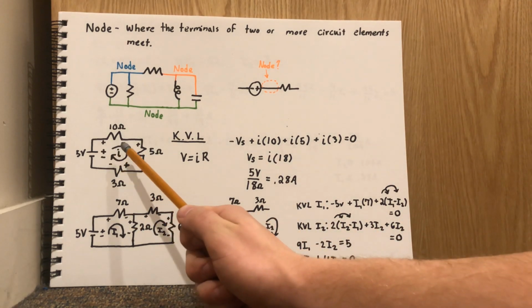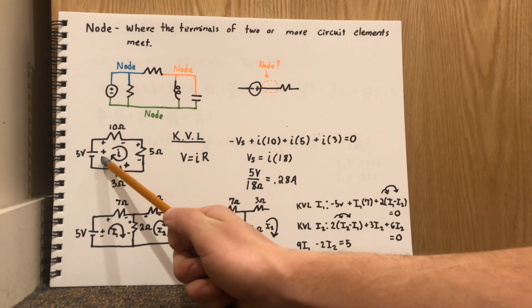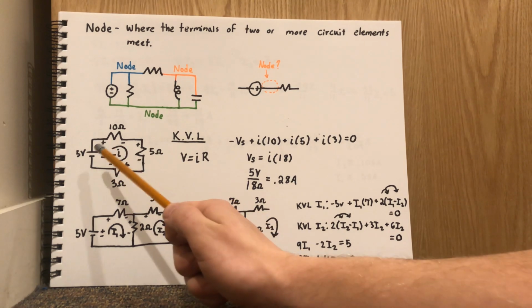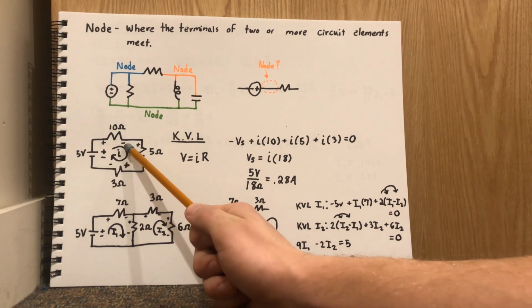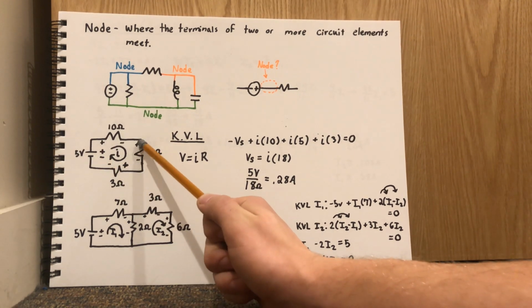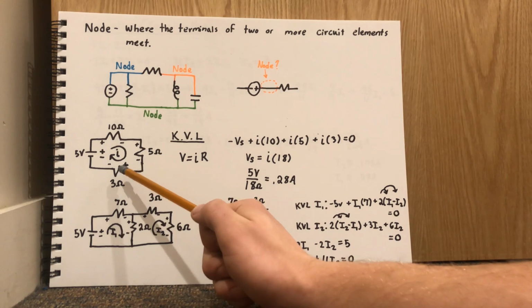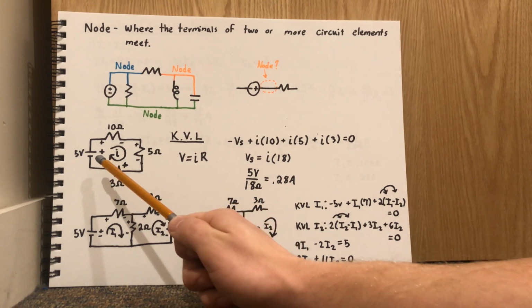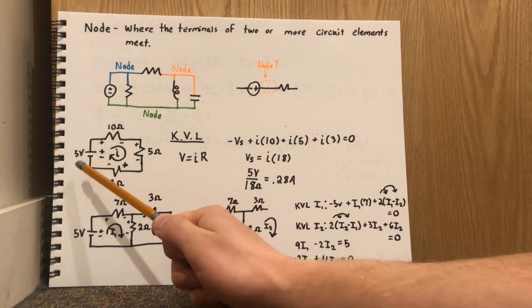And whichever way the current is going into with this sign here, we're going to make that negative. So we have the current moving from left to right here, so this is going to be a positive. Top to bottom, this is going to be positive. Right to left, this is going to be positive. And bottom to top, which is going to be negative.